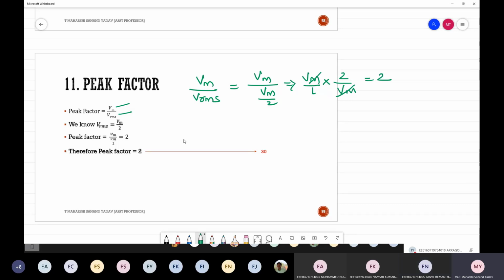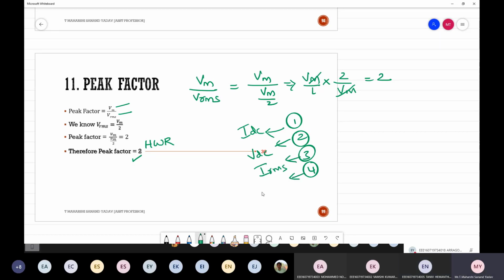So 2 is the answer. Peak factor is 2 for half wave rectifier. So if you are perfect with the first 4 parameters, everything else will be simple. The first one that we have discussed is IDC, VDC. Next is IRMS, VRMS. Once you are familiar with this, you can derive every parameter. Clear?